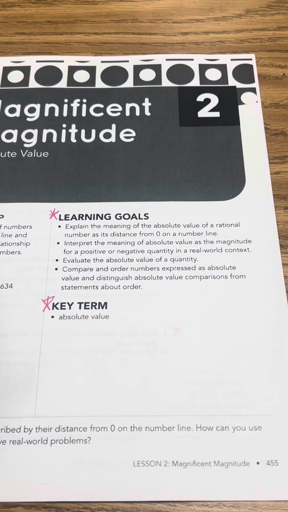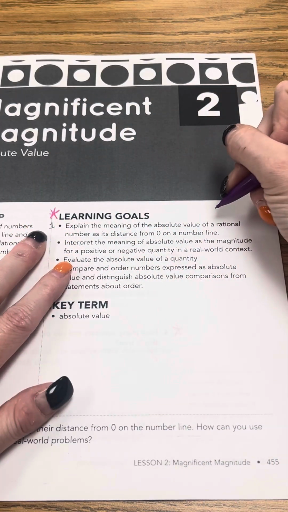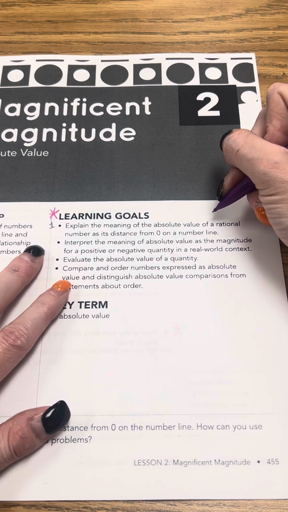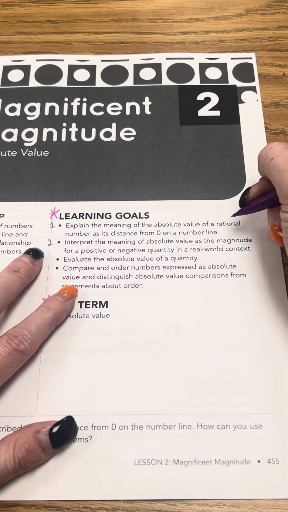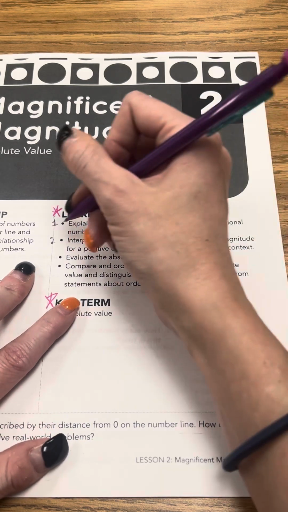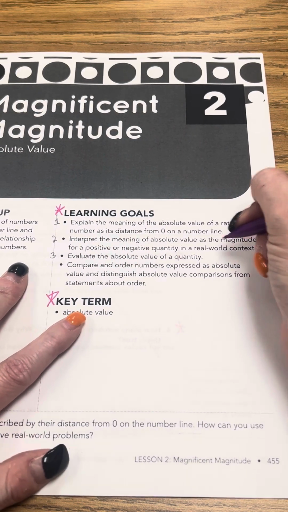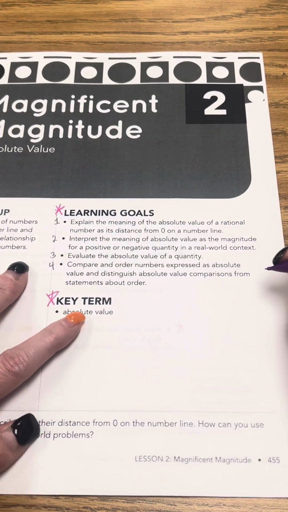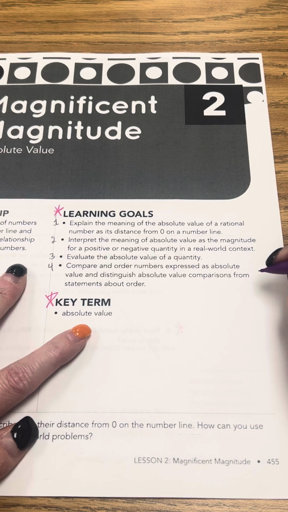First learning goal: explain the meaning of the absolute value of a rational number and its distance from zero on a number line. The second learning goal: interpret the meaning of absolute value as the magnitude for a positive or negative quantity in a real world context. For 3, it's evaluate the absolute value of a quantity. For 4, compare and order numbers expressed as absolute value and distinguish absolute value comparisons from statements about order.